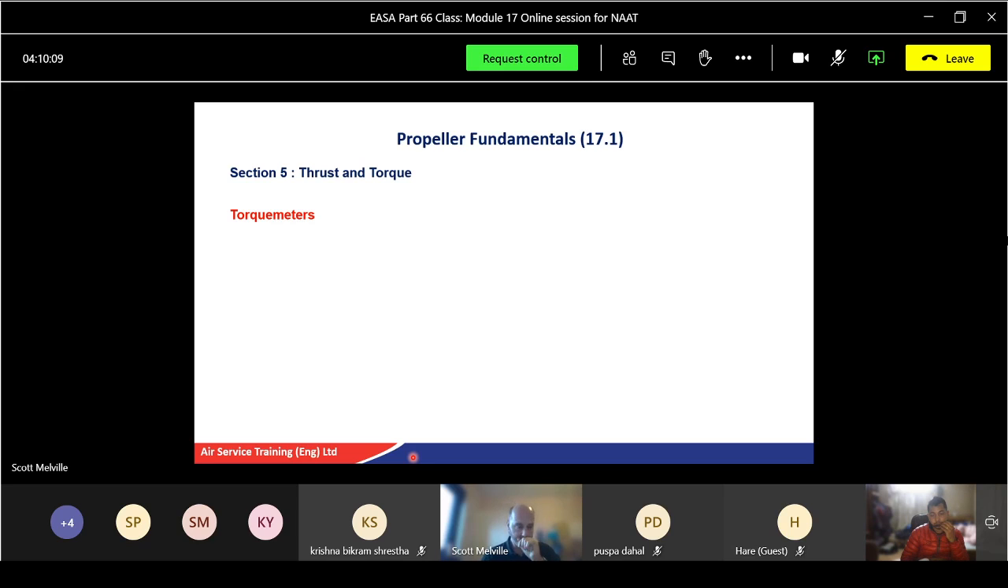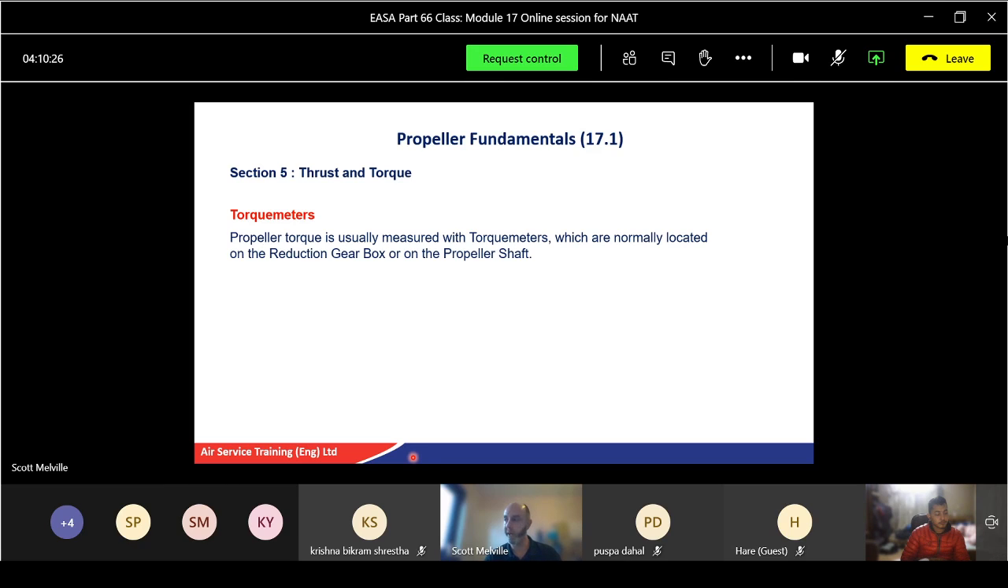So torque meters, we need to monitor. There'll be a torque meter gauge in your cockpit, electrical, digital, analog, whichever version it is. We need to monitor how much torque is being applied, in other words the stress in the engine, so we don't damage the engine. Okay. So propeller torque is usually measured with torque meters of some variety, which are normally located on the reduction gearbox on the propeller shaft.